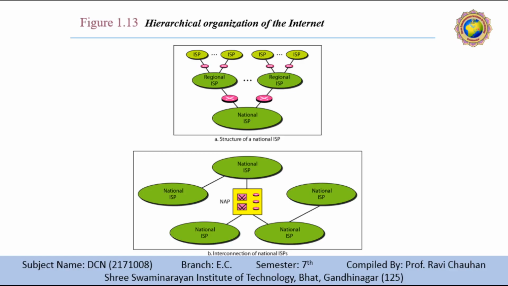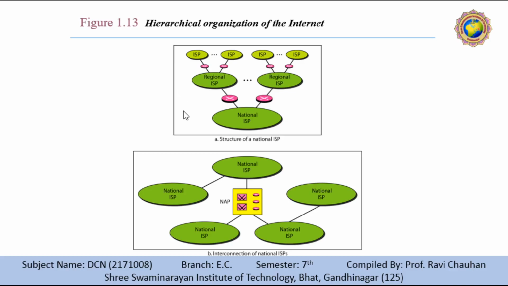Over here, we can see in the first upper diagram the structure of the national ISP. In the national ISP, we start with our local internet service provider. Suppose we take the example of our city. It is the ISP for our city. Now the upper ISP is a regional ISP, just like our state.